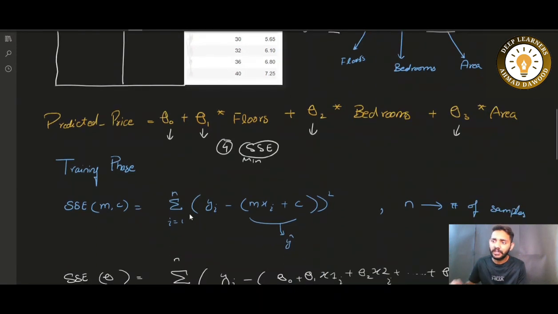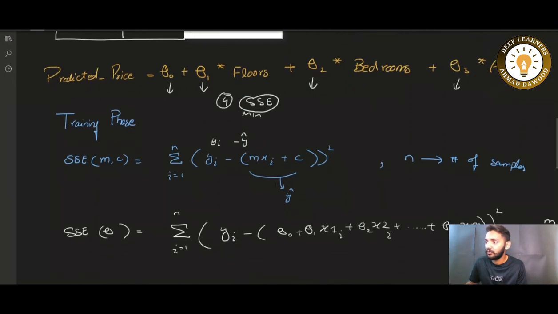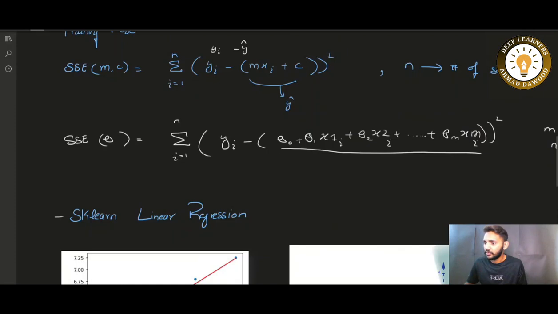And in the same way, in the training phase, we will use the same formula, like we were using y minus y cap. Now in multiple regression, our y cap is updated because it has multiple independent variables. So our updated y cap will be theta 0 plus theta 1 x1 plus theta 2 x2 plus up to theta m xm.